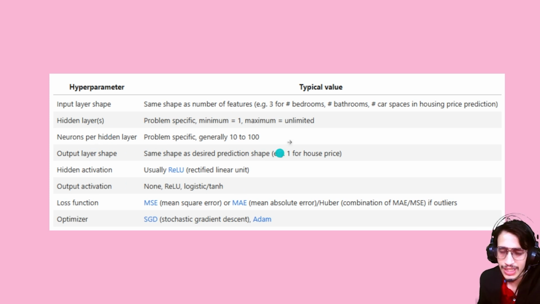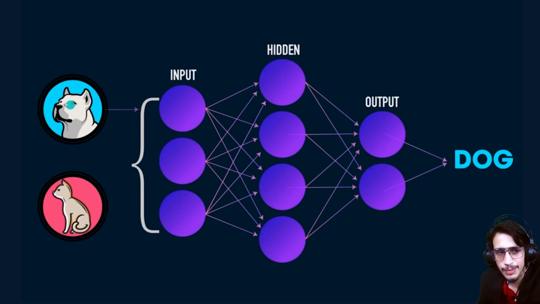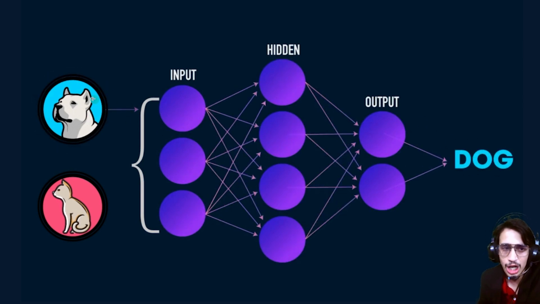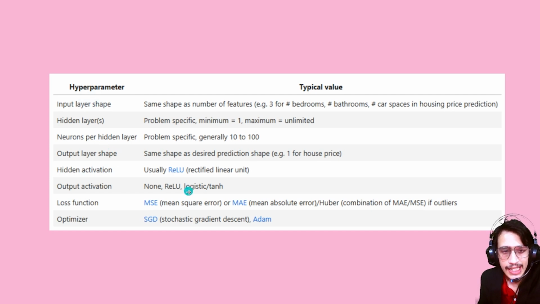And now, what is the output layer? Just like the shape of the input is the input shape, the shape of the output will be the output shape. And hidden activation.